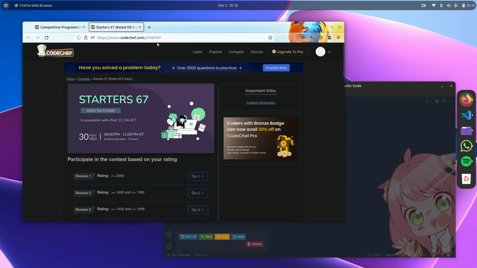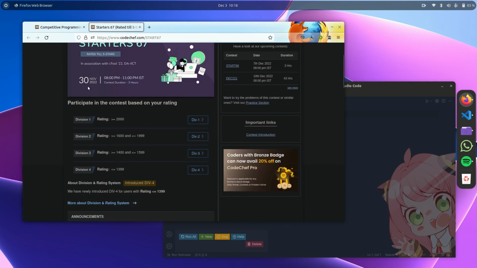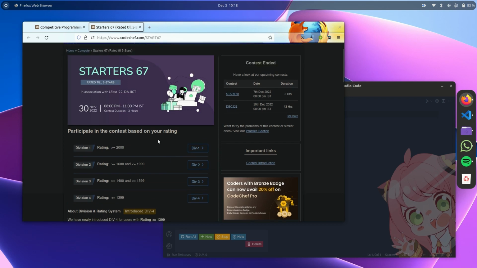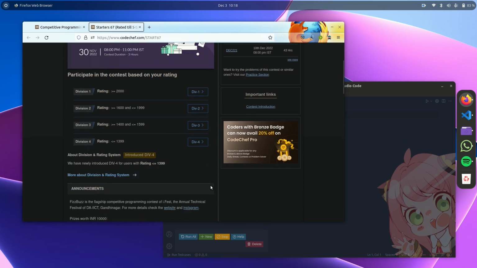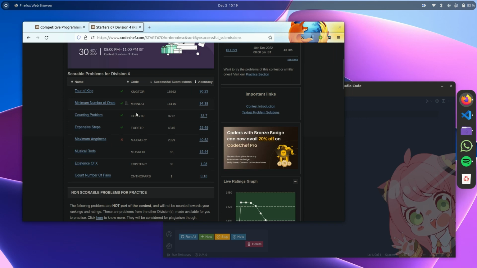It was Starters 67, held on the previous Wednesday. Starters are held every Wednesday at 8 p.m. in the night, and it is a 3-hour long contest, 8 to 11. You all will start from Division 4. When the contest starts, all these questions are displayed. You can start solving them, and all these show marks, crosses, partially solved.